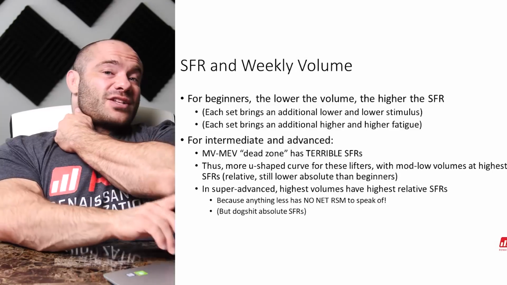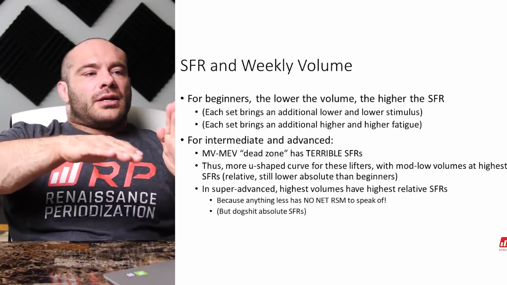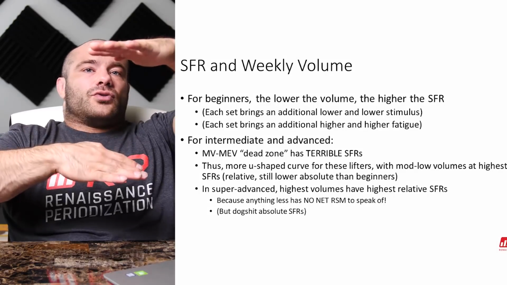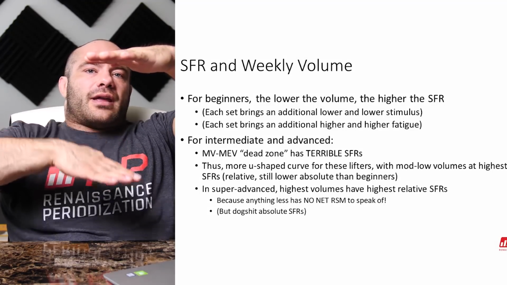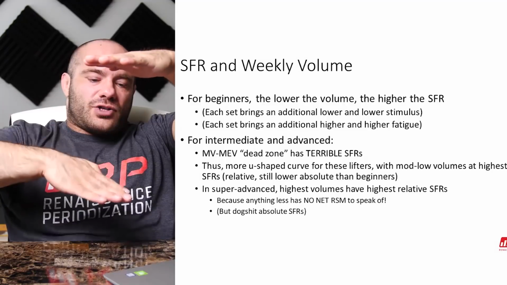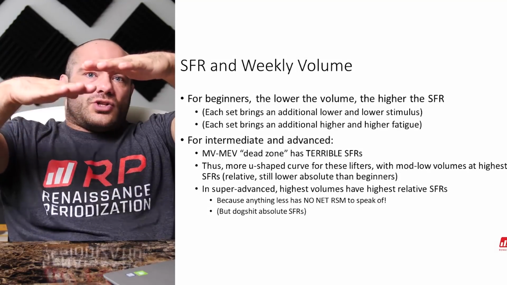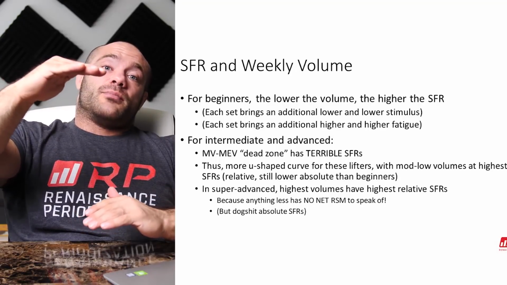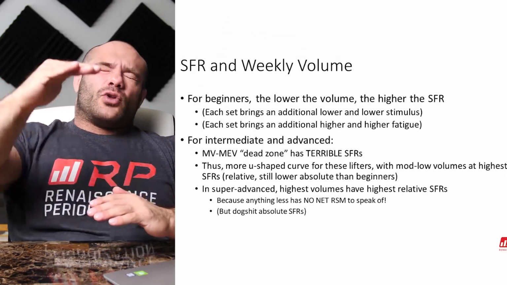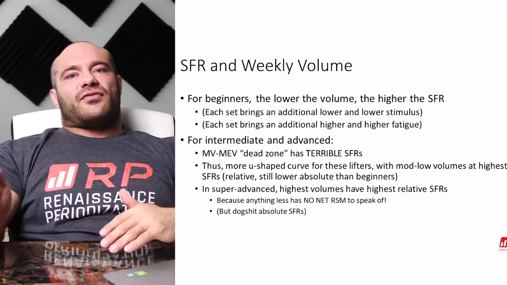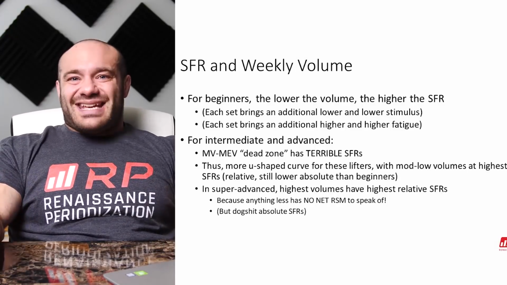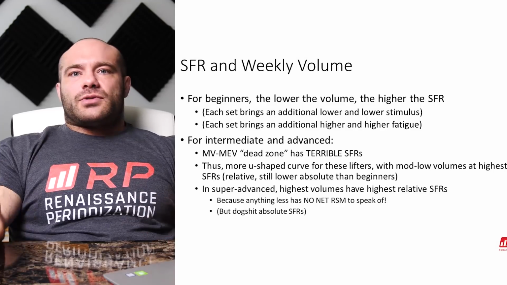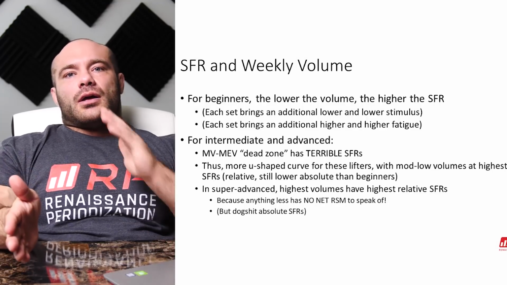For intermediate advanced, we have that problem we talked about earlier where here's your minimum effective volume, here's your maintenance volume, and anything up to about 5 sets per week could just be going from maintenance volume to not yet minimum effective. This is what we call in the How Much Should I Train book, the dead zone, the volume dead zone between maintenance volume and minimum effective volume. It's more volume than you need to maintain, but not enough volume to do anything for you as far as growth.